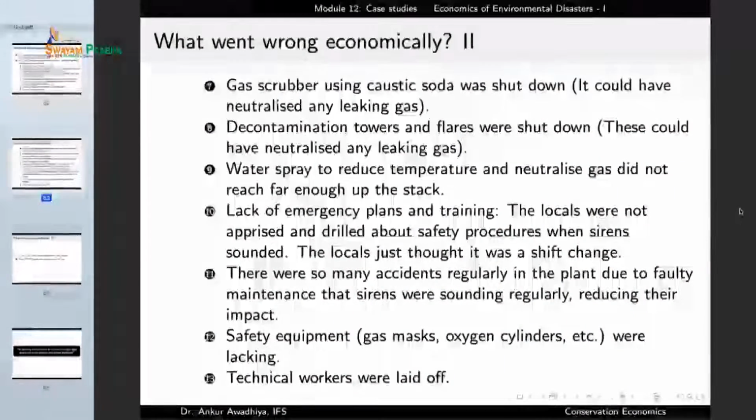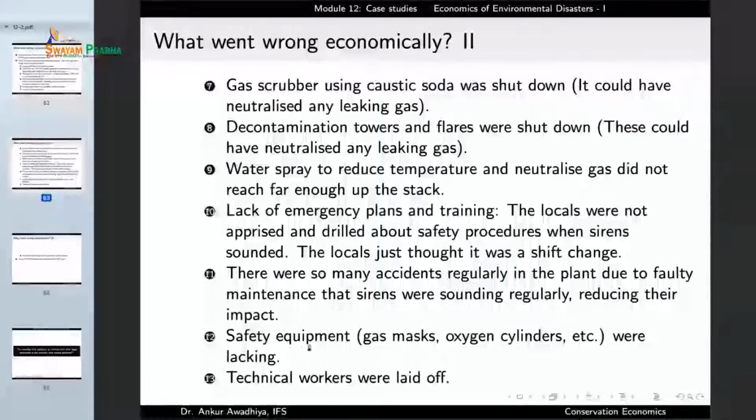There were hardly any drills on what to do if this gas gets leaked. What are the kinds of emergency precautions that we should be taking? There was no such training, there was no such planning. And there were so many accidents regularly in the plant due to the faulty maintenance that sirens were sounded regularly, reducing their impact. So what was happening was that because of these leaky valves, because of equipment that was not being maintained properly, there were so many accidents regularly that people had become accustomed to the siren blaring. So they just thought that okay, it's a routine affair. There is nothing to be worried about.